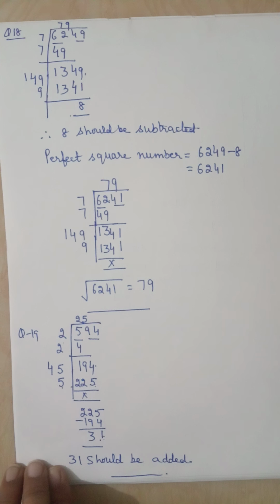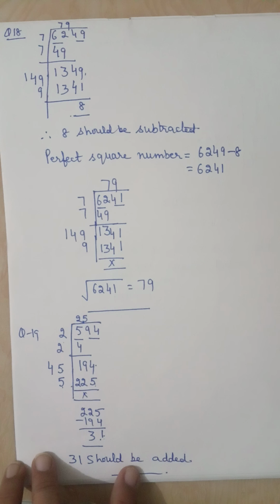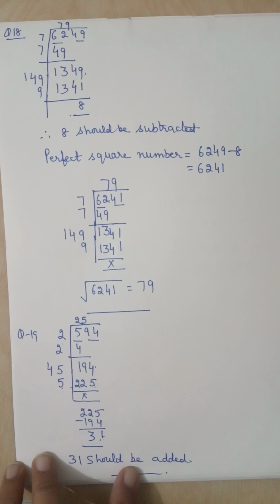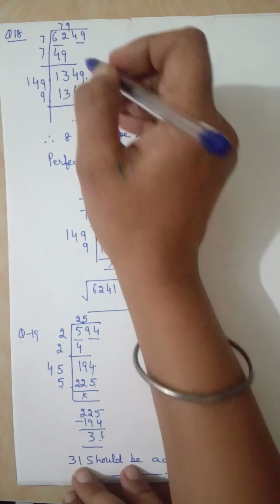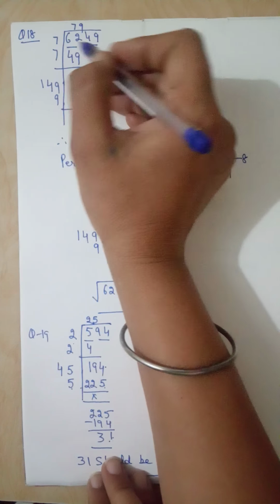Question number 18. What should be subtracted from 6249 to get a perfect square number? What is the perfect square number, and also find its square root. Firstly, we have to find what should be subtracted from this to make it a perfect square number. So what we do, we make the pairs, we will find the square root.